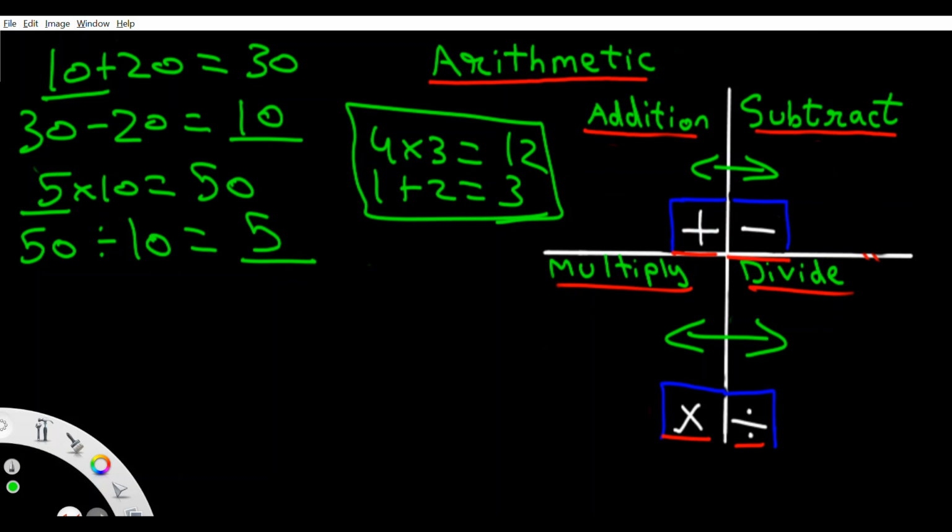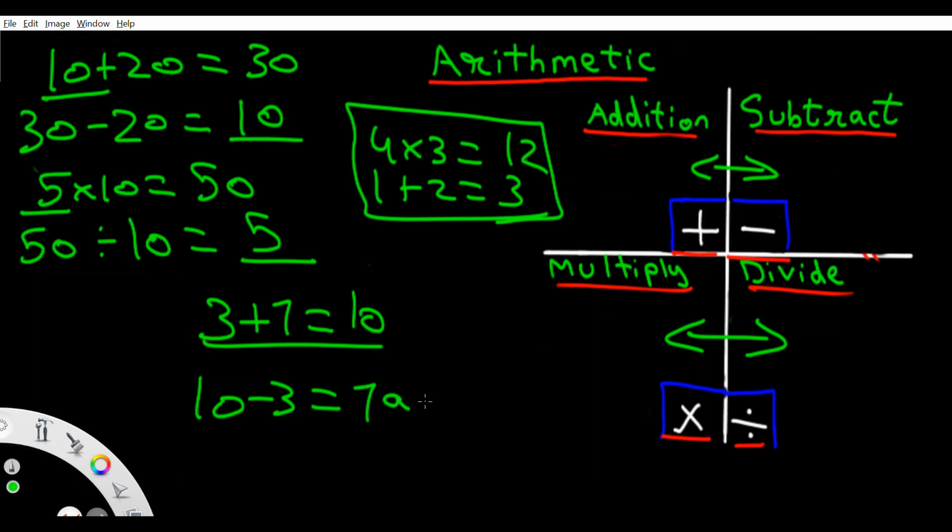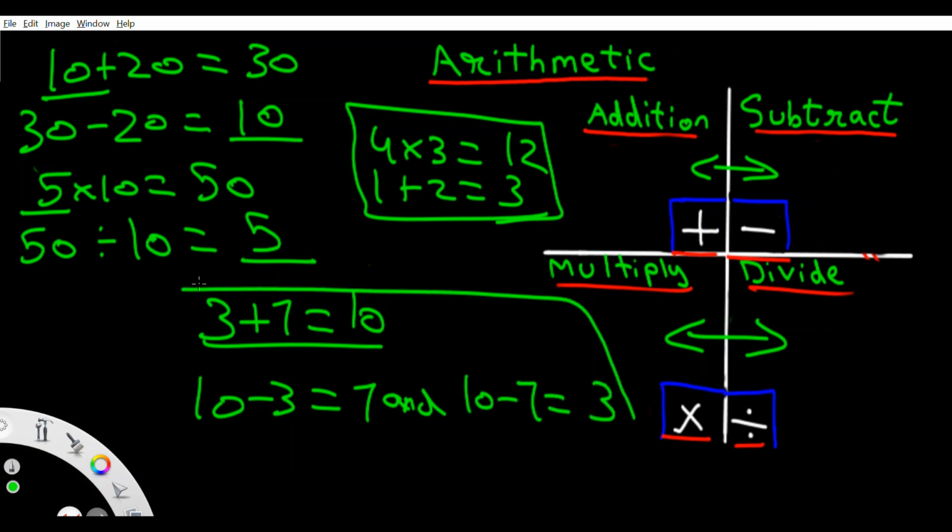Inverse operations. We only need to memorize facts for addition and multiplication, because then you can figure out how to subtract and divide. For example, 3 plus 7 is 10. If you know this fact that 3 plus 7 is equal to 10, you also know two different subtraction facts, that 10 take away 3 is 7 and that 10 take away 7 is equal to 3. This group is sometimes referred to as the fact family.